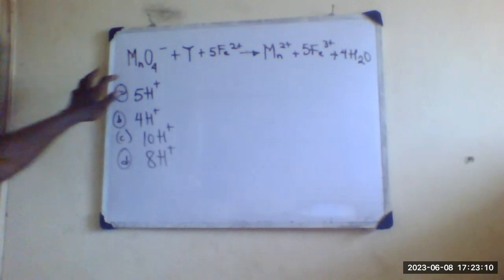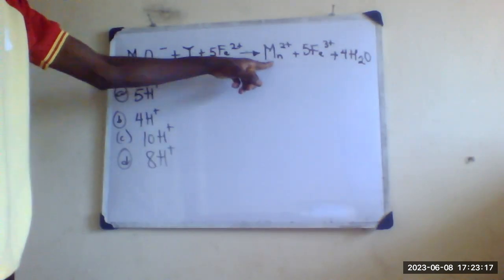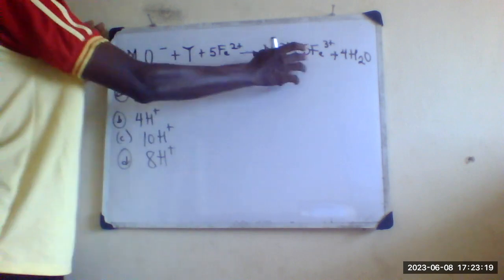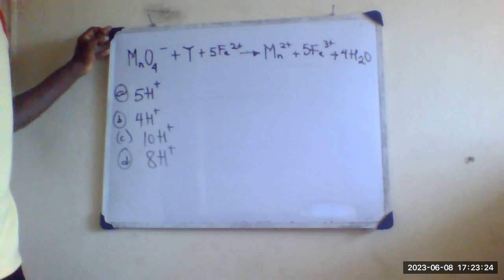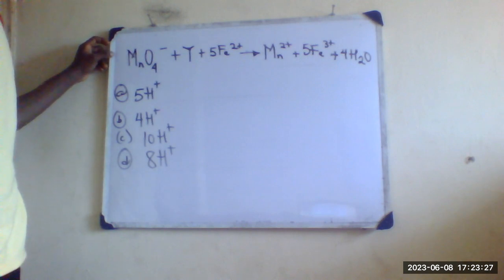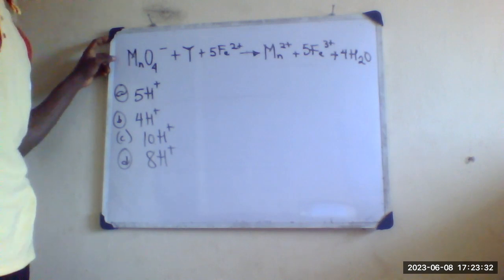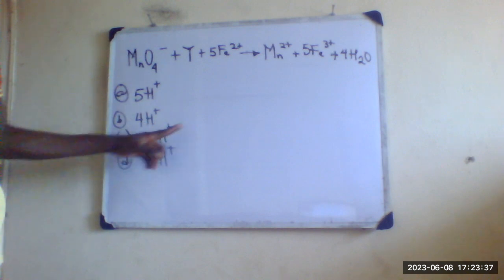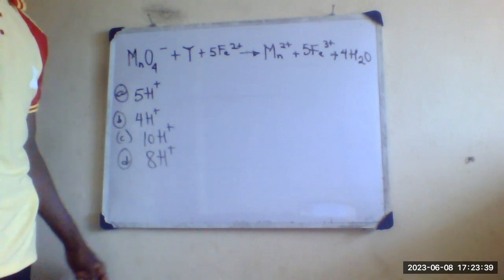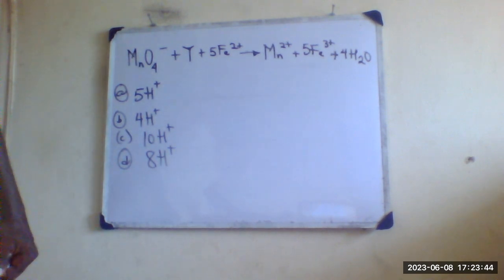So this is MnO4 minus, plus Y, plus 5Fe2 plus, to give you Mn2 plus, 5Fe3 plus, and 4H2O. The question is, what is the value of Y in the above equation? The options are: A, 5H plus; B, 4H plus; C, 10H plus; D, 8H plus, respectively. So what do you think is the answer?